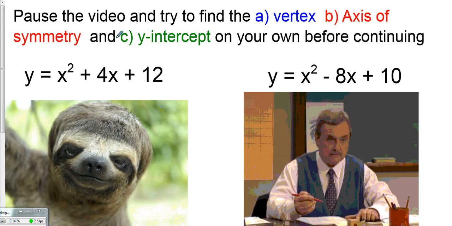I want you to do the same thing, but with these equations. So again, to find the vertex, you're going to use that negative b over 2a for these pieces. Once you do that, that'll be your x value. Plug the x value back in and solve. That'll give you your y value. That will tell you the vertex. Once you know the vertex, the axis of symmetry is just the x value. x equals the x value of your vertex.